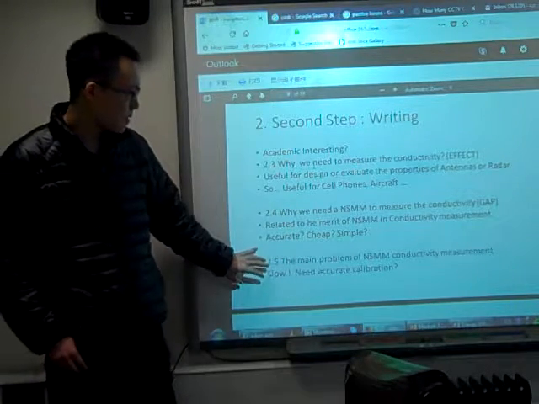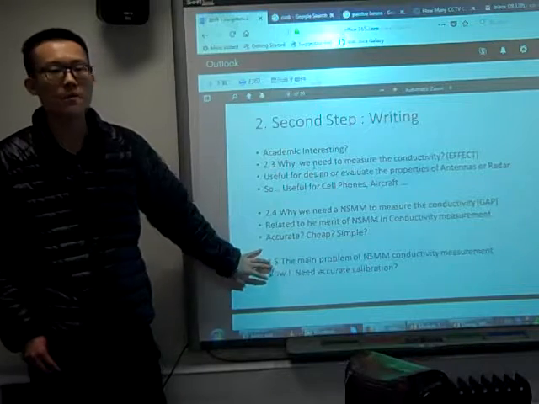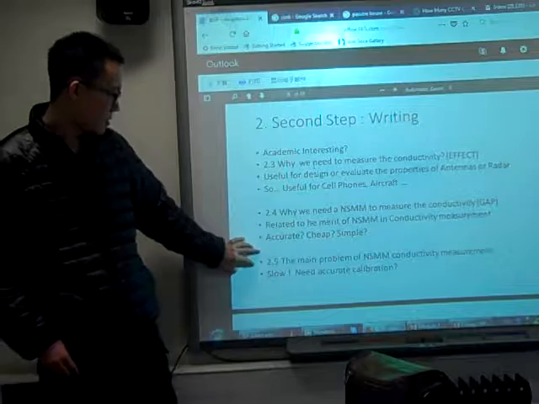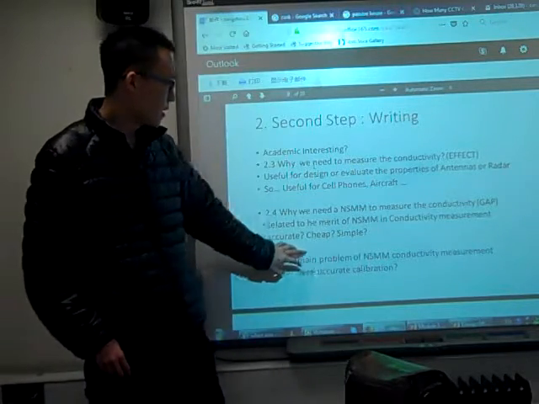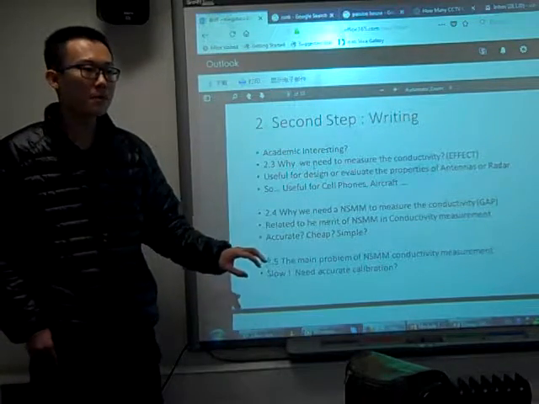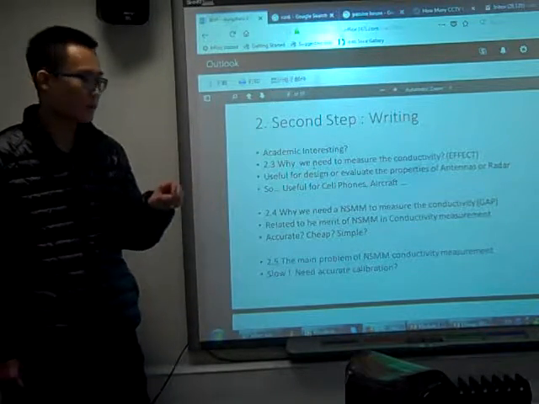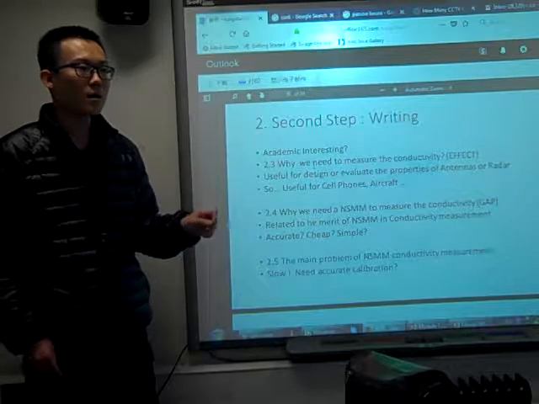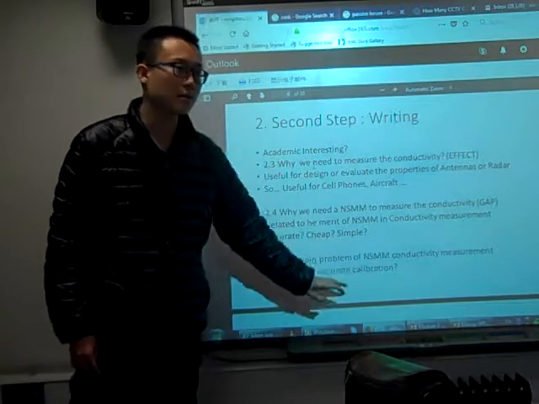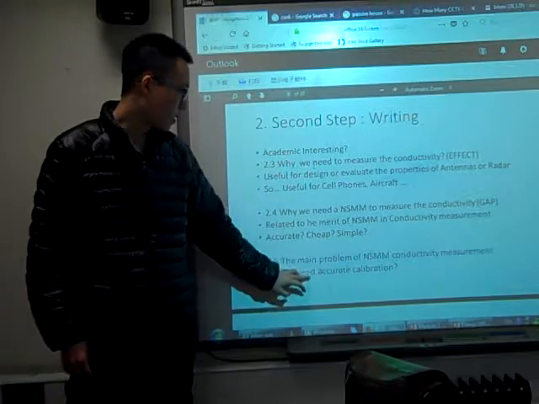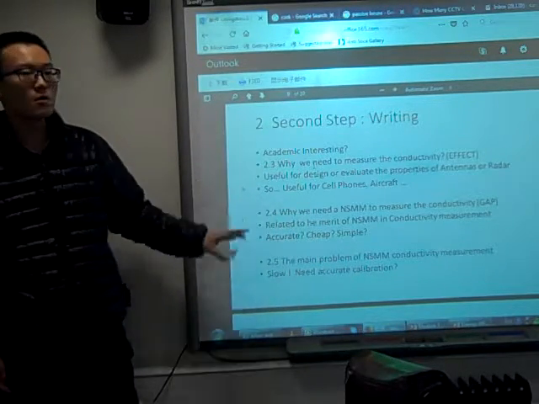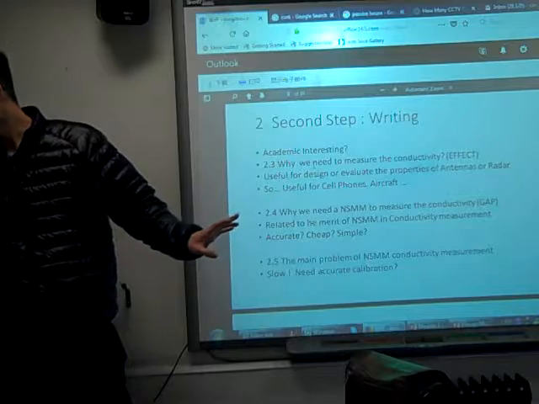And the last one, I have some confusion about that. I will discuss it with you later. This is about the main problem of NSMM conductivity measurement. I guess there may be some problems if I use NSMM to measure conductivity. Maybe the status quo, the state of the art of NSMM to measure the conductivity, is very slow or needs more accurate calibration. So this is the whole structure of my literature review.